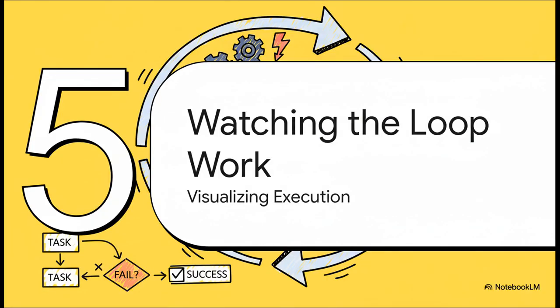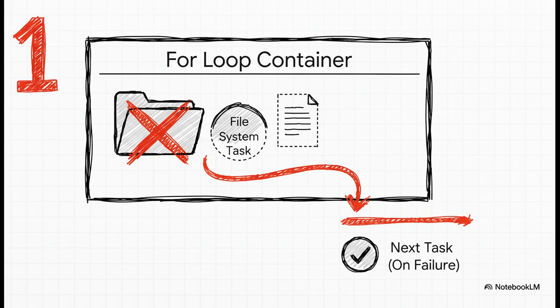Let's imagine our package runs, but the file it needs, well, it's not there on the first try. The package kicks off. The loop starts its very first iteration. The file system task runs, but nope, the file isn't there, so the task fails. But here's the cool part. Instead of the whole package turning red and crashing, the execution just calmly follows that failure path we created.